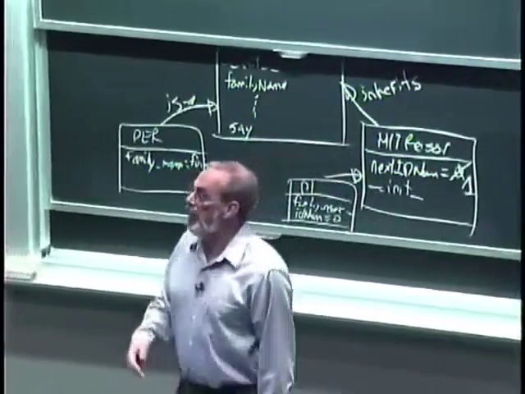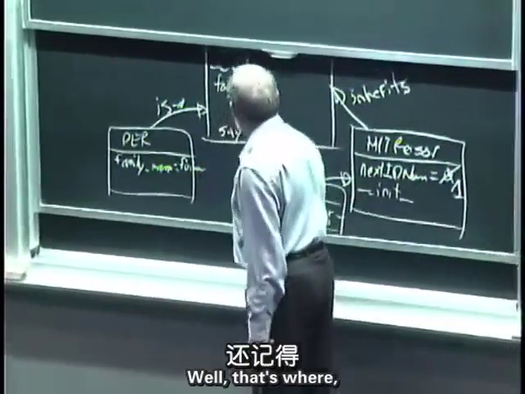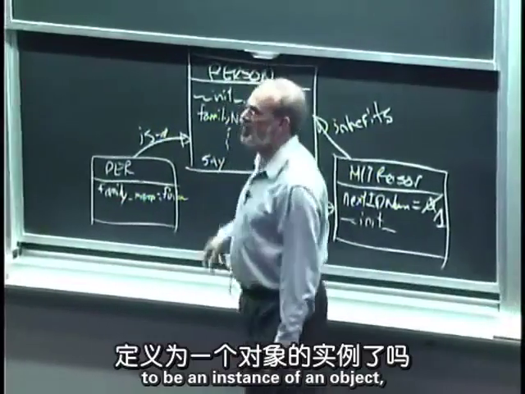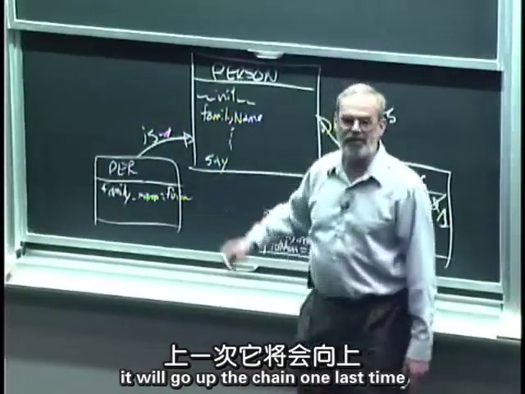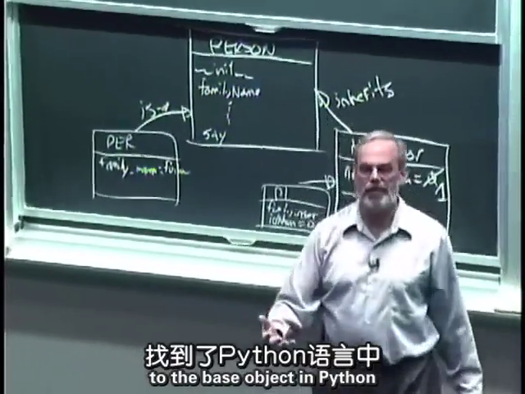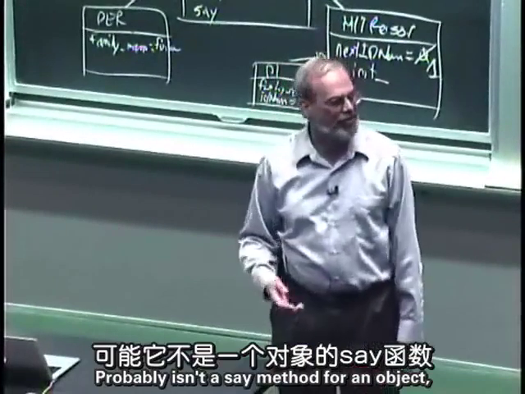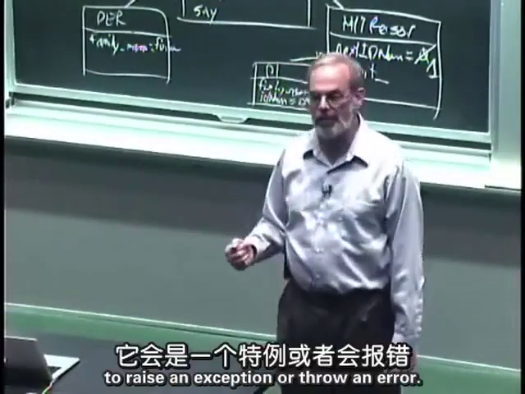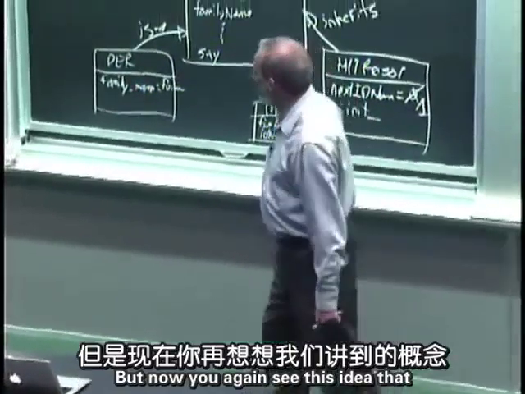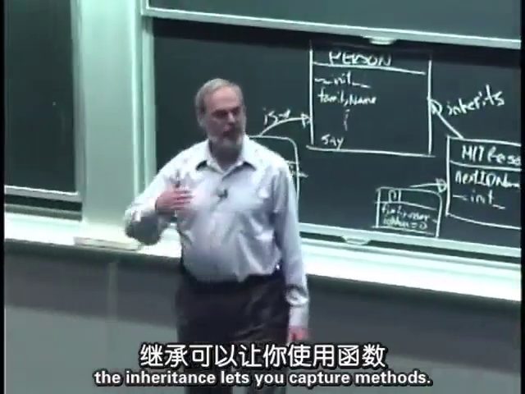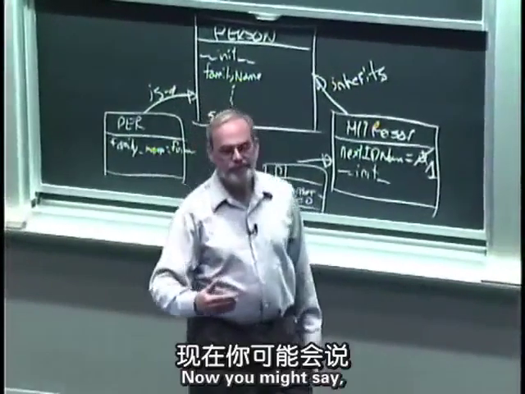Now, you might say, okay, what happens if it isn't there? Well, that's where, remember, I define person to be an instance of an object. It will go up the chain one last time to the base object in Python to see if there is a method there or not. There probably isn't a say method for an object, so at that point it's going to raise an exception or throw an error. But now you again see this idea that the inheritance lets you capture methods.